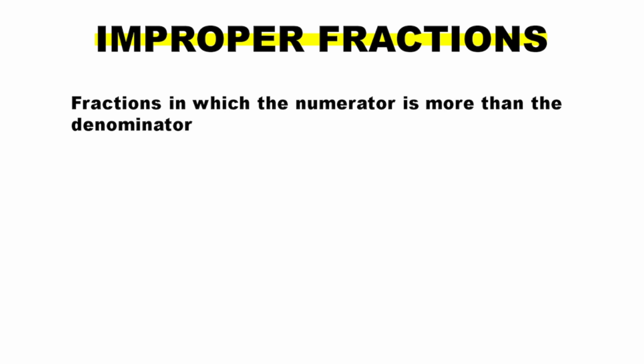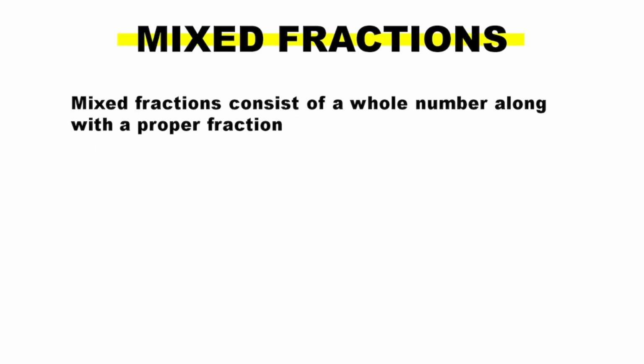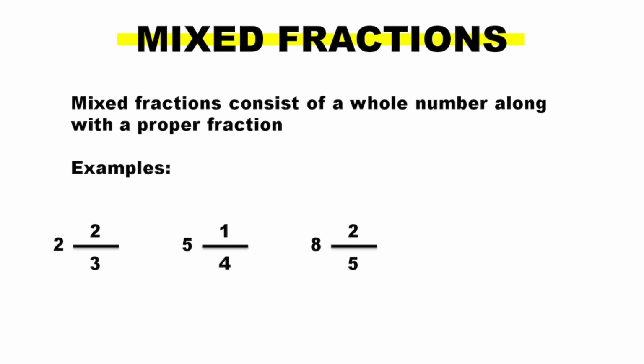Improper fractions are fractions in which the numerator is more than the denominator. For example, 5 by 3, 16 by 7, 9 by 2. Mixed fractions consist of a whole number along with a proper fraction. For example, 2 whole 2 by 3, 5 whole 1 by 4, 8 whole 2 by 5.